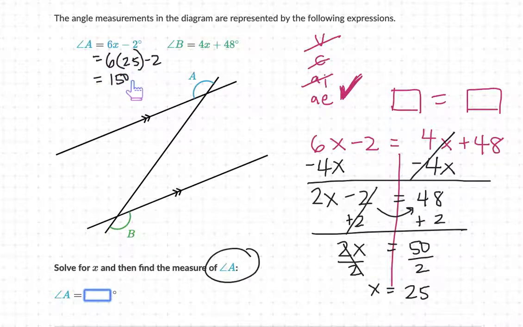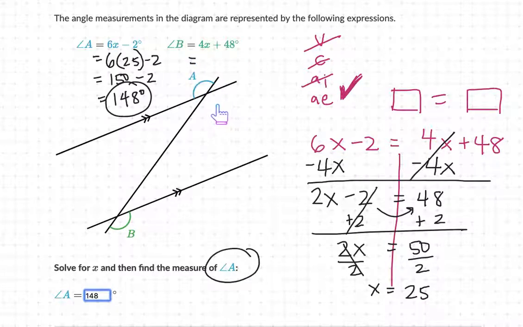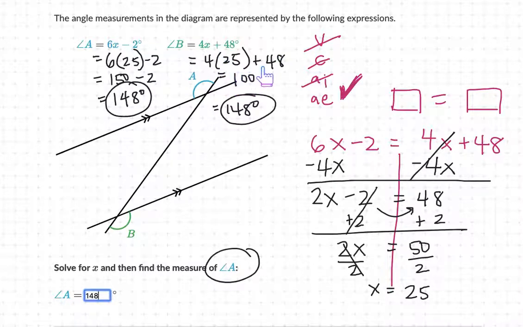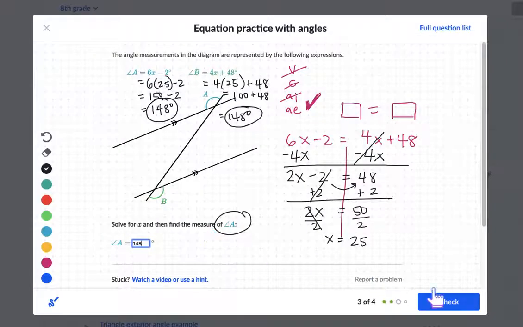It's like 6 quarters is $1.50. Minus 2 is 148. So the answer is 148 degrees. Since these two angles are equal to each other, this should also equal 148 degrees. You can check it just in case if you want to. This is 4 quarters, which is 100 plus 48. Yes, 100 plus 48 is 148 degrees. So it checks out.